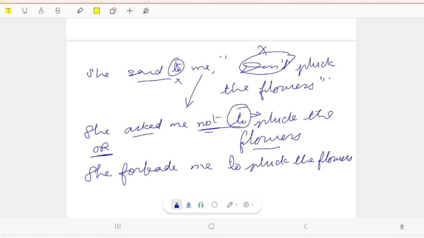The same sentence can be changed in another way. "Don't" means this person is asking that person not to do something. The meaning is "forbade." So here you can change it another way also. "She asked" will change into "forbade." She forbade me. Now the meaning of "don't" has gone into "forbade," so it is completely gone. Then what is left? "Pluck the flowers." So she forbade me to pluck the flowers. We change imperative sentences like this.